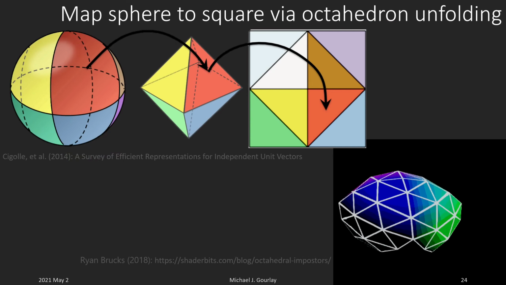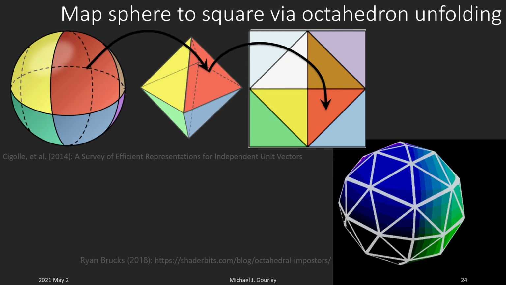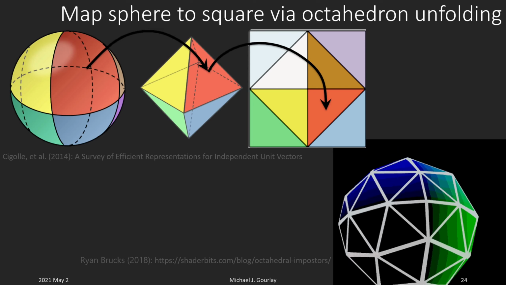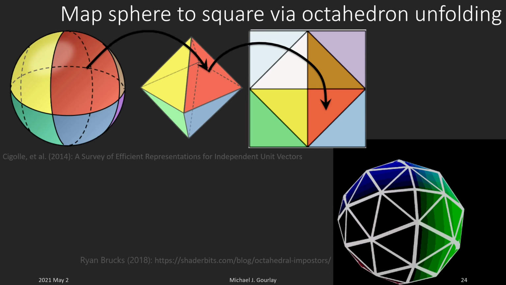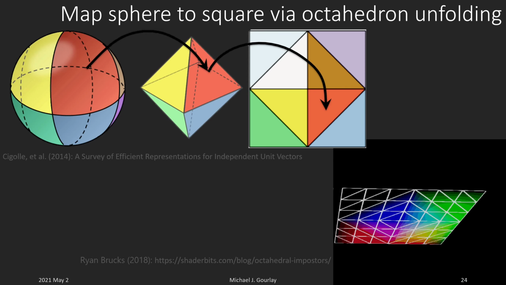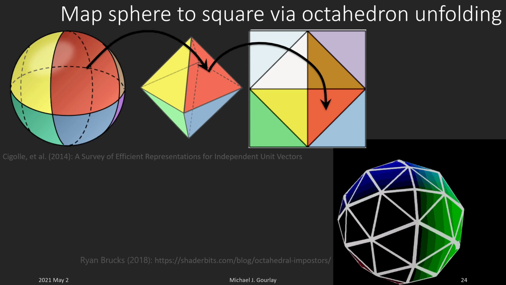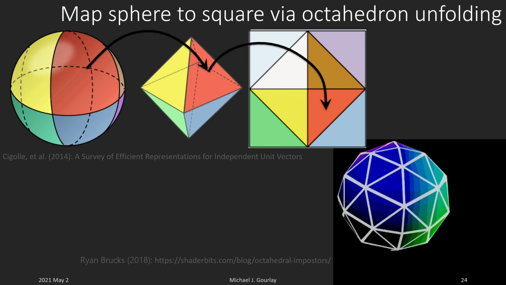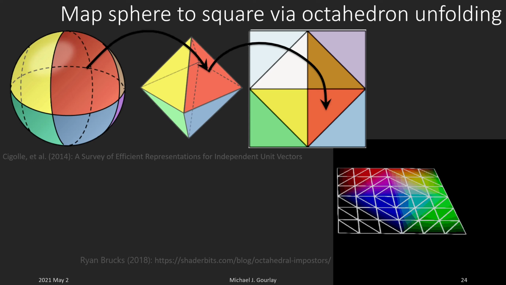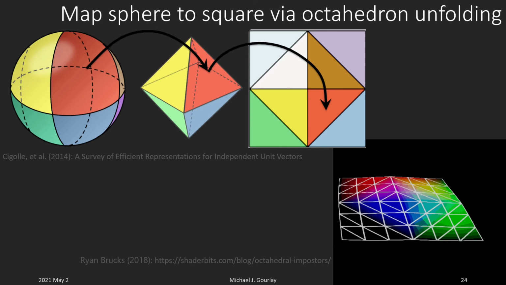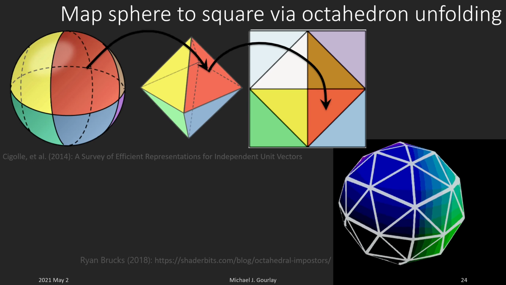An octahedron is made of triangles. You could just tile triangles and use half the square texture, but there is a way you can use the entire square. Folding and unfolding an octahedron provides a simple way to map between a square and a sphere. This property turns out to be useful for encoding normal vectors.